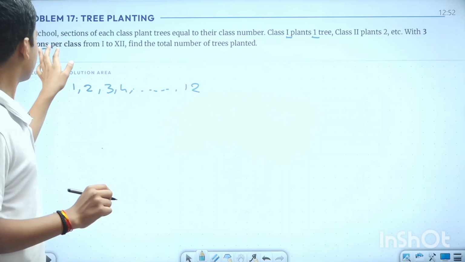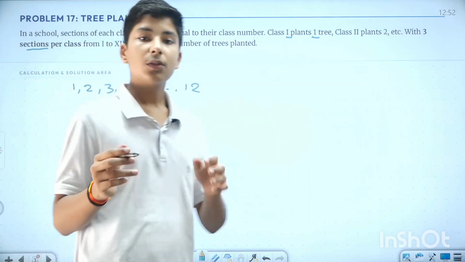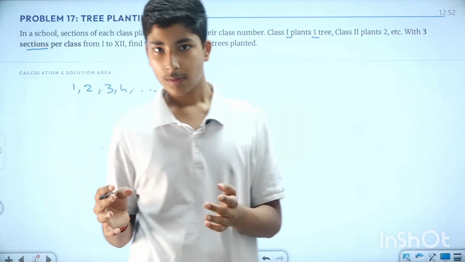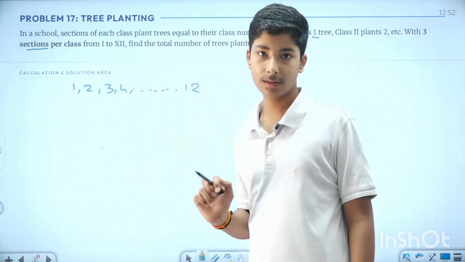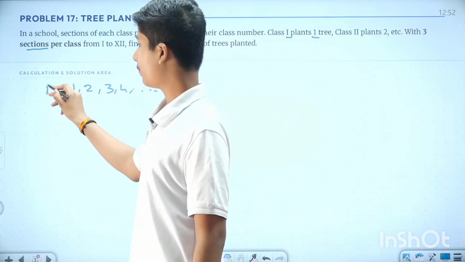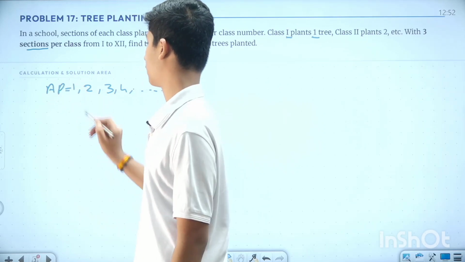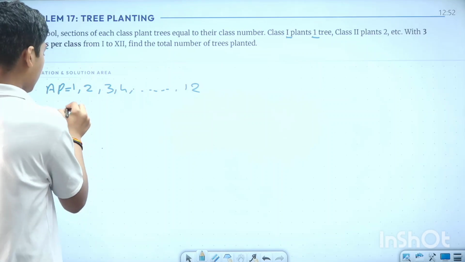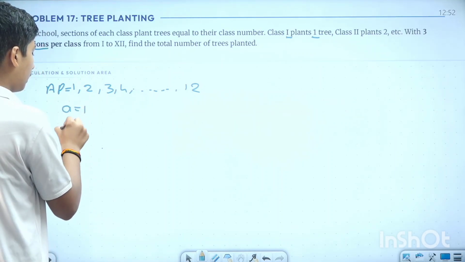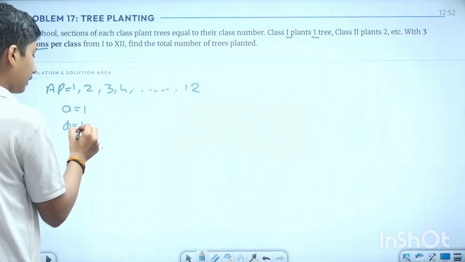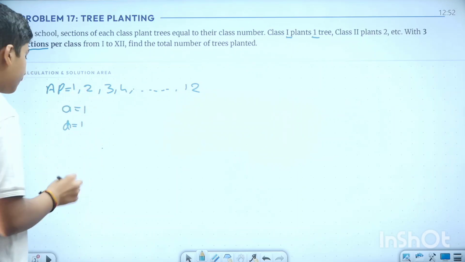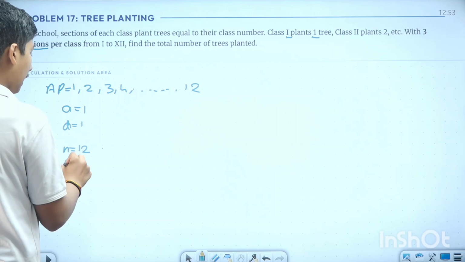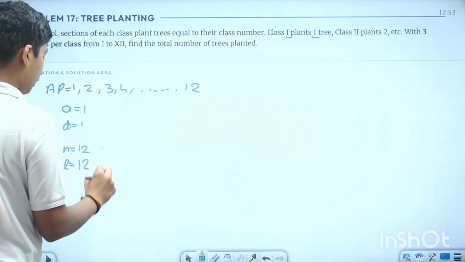Now 3 sections per class. To find this, what we will do, we'll find out firstly the sum and then we'll multiply it with 3. So firstly, AP is this. Now sum, there are total 12 terms. A is 1, D is 1 because 2 minus 1 is 1. N is 12. And last term is also 12.